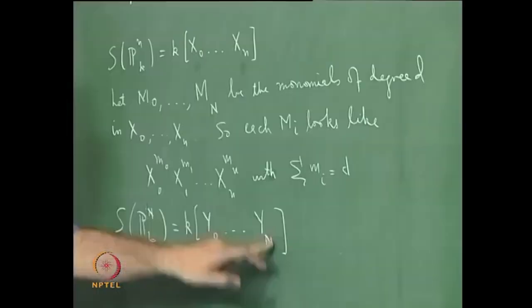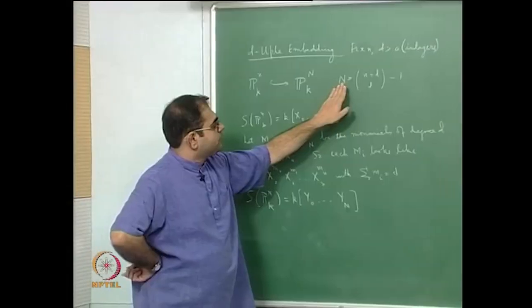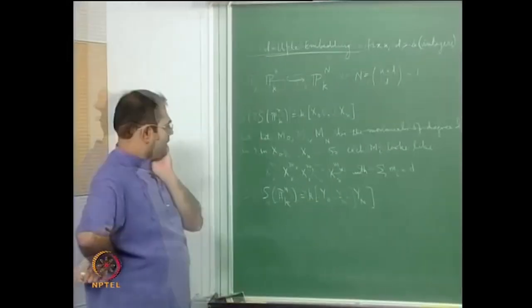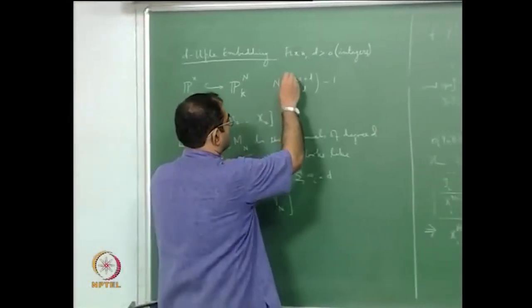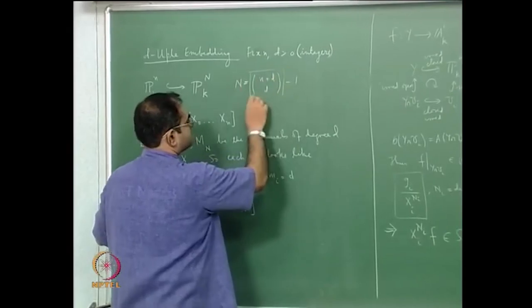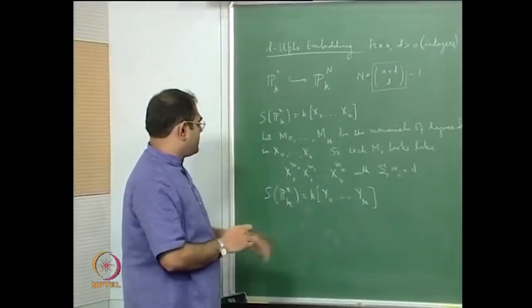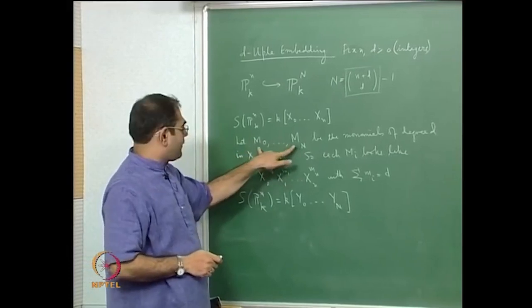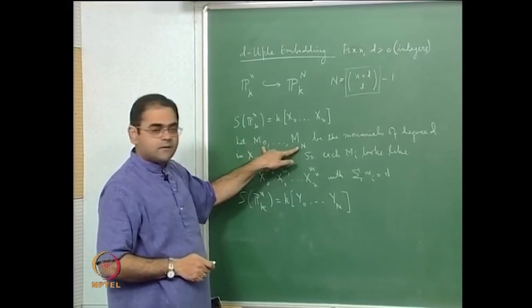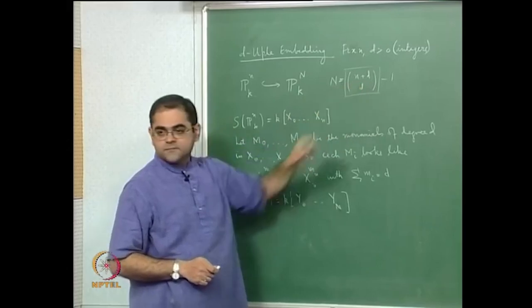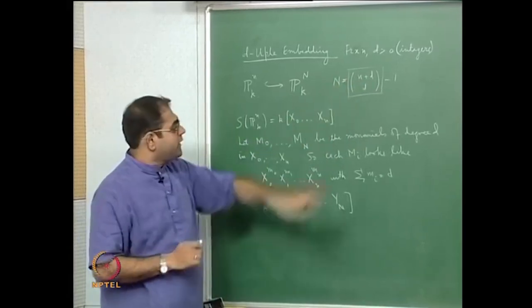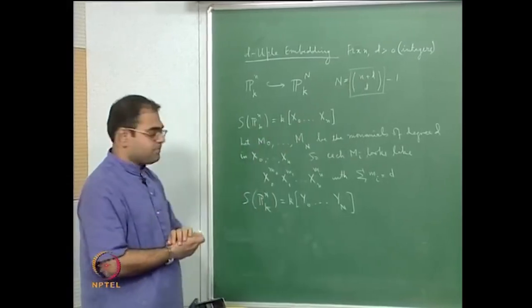And this n is just this, n plus d choose d minus 1, right. So the number of monomials will be this much. And if you label them as m naught through mn, you are actually getting n plus 1, and that capital N plus 1 should be this. So this is the number of monomials of degree d in small n variables.